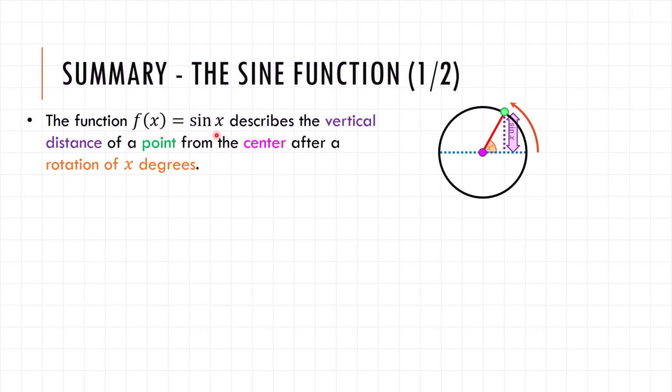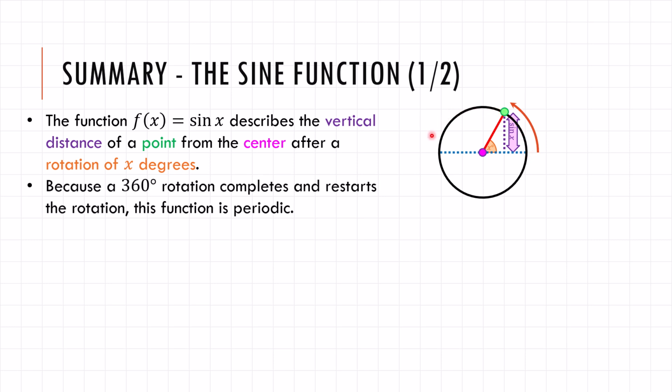The function f of x equals sine x tells us what is the vertical distance of that point from the center, just the vertical distance, not the radius, not the actual distance, but just if there was a horizontal line going through the center of the circle, what would be the distance between that line and the point? We can find that by using the function sine x, where x is the amount of degrees that the point has rotated from its original starting position, which is the right side of the circle right here.